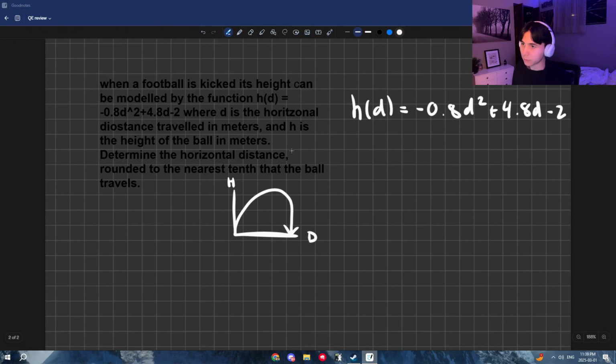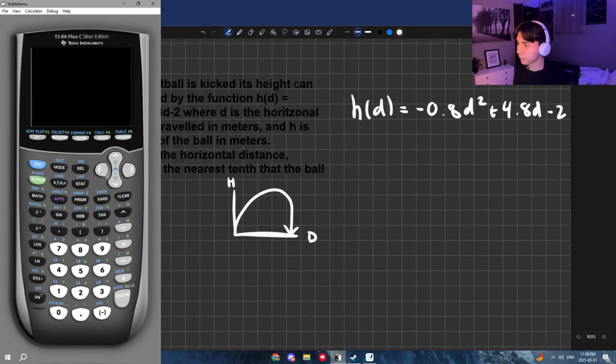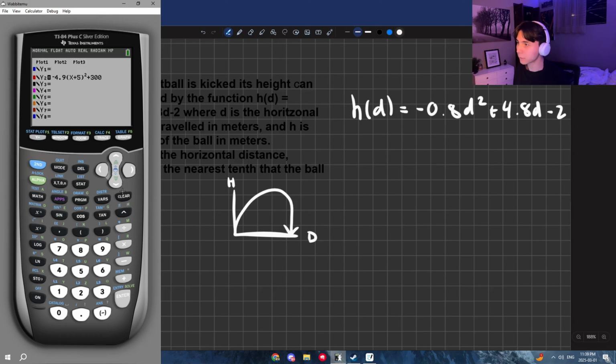So let's just calculate the horizontal distance here. If we go in our calculator, we're going to plug in our equation here. So we have negative 0.8 x squared plus 4.8x minus 2 as our equation. Sorry, let me just reset my zoom settings here. And we're just looking for the horizontal distance.